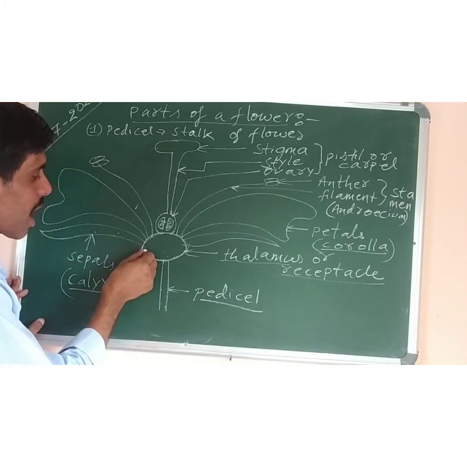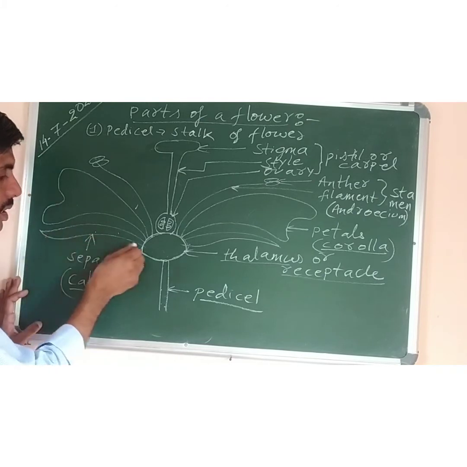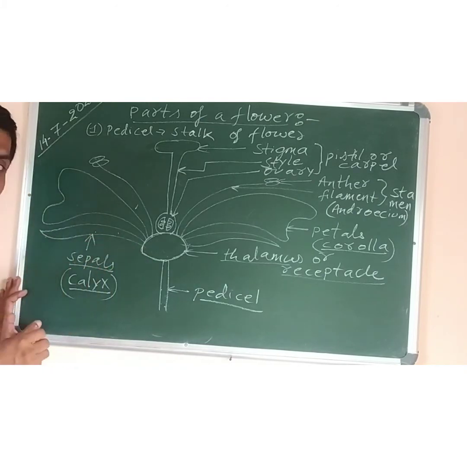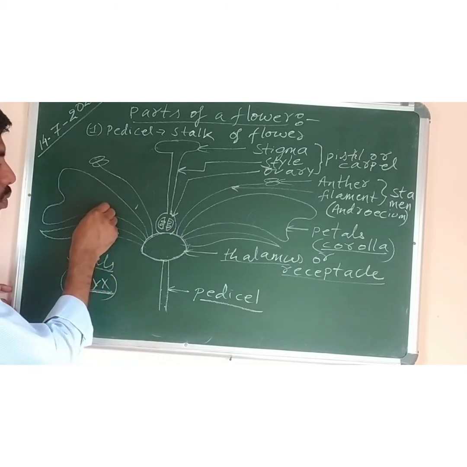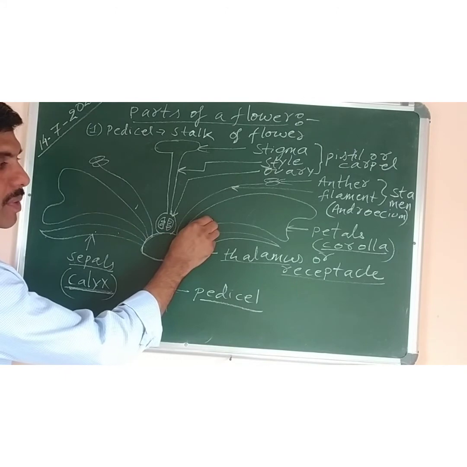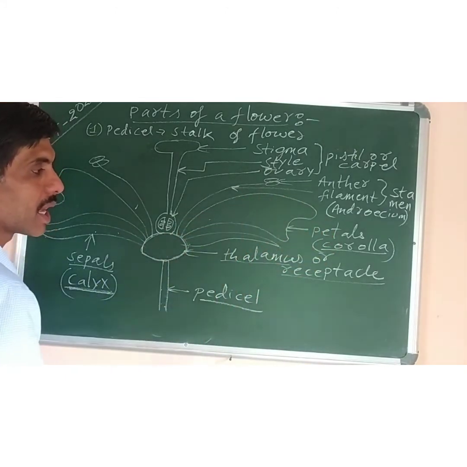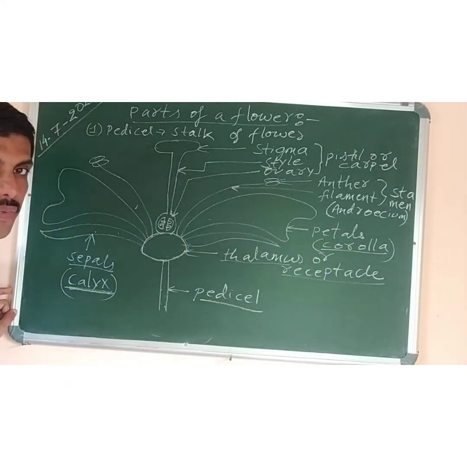Okay. Then the outermost wall of the flower is known as sepals. It is green in color. It provides protection to the inner layers of the flower, and collectively it is known as calyx. The second wall of the flower consists of colorful leaf-like structures known as petals. Together they are called corolla. The function is to attract the insects for pollination.